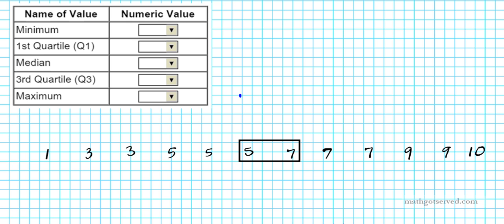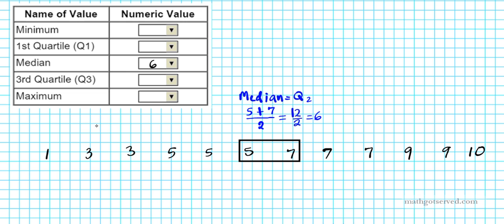Our median, which is Q2, is the average of these two numbers. How do you average? You find the sum of the numerical values divided by the number of numerical values. There are only two of them, so we're dividing by 2. That's how you find the average. So 5 plus 7 is 12. Divided by 2, you get 6. So our median in this problem is 6. When you're using this on the computer, just click on this, scroll down and click on 6, and then this field gets populated with that numerical value.